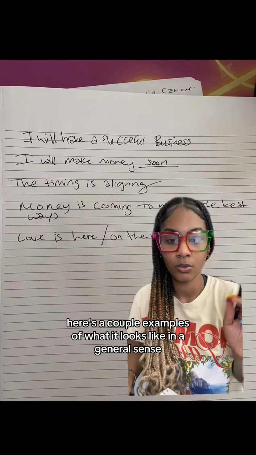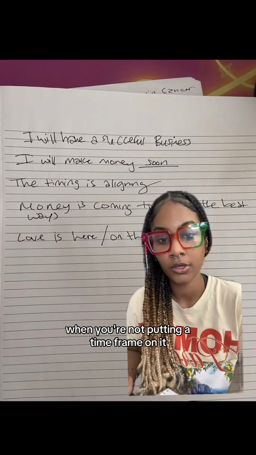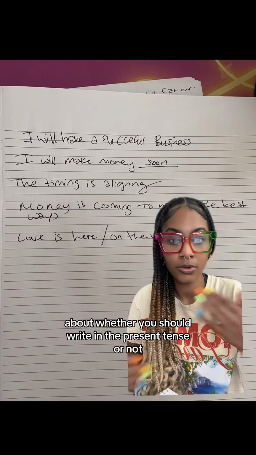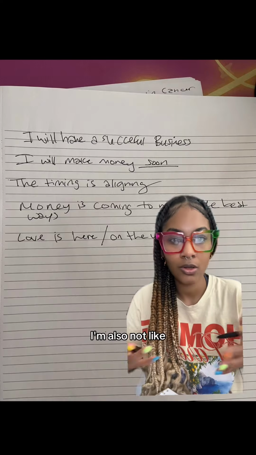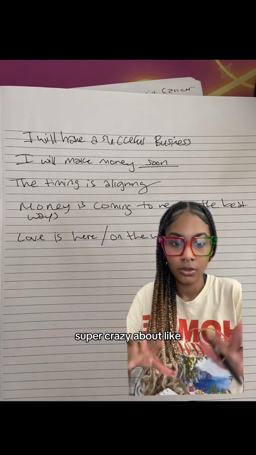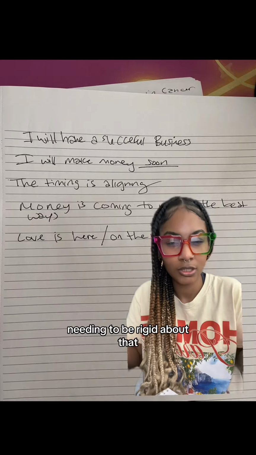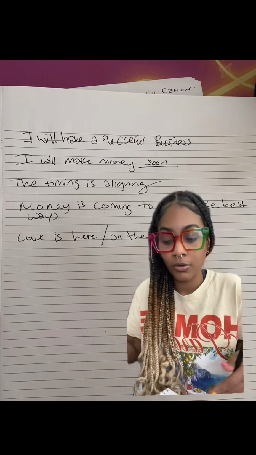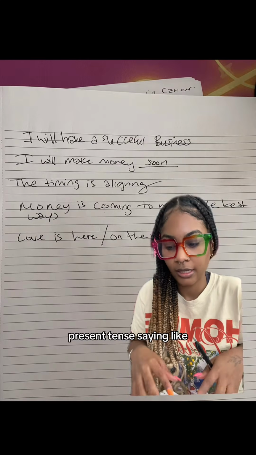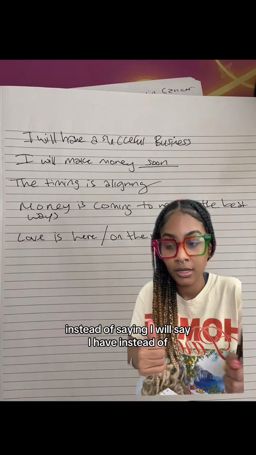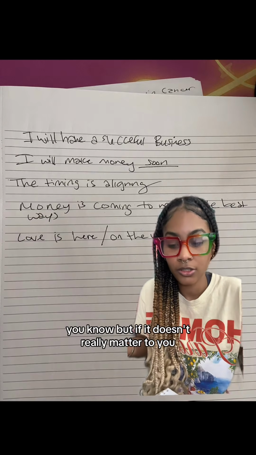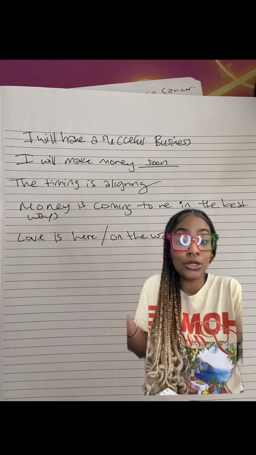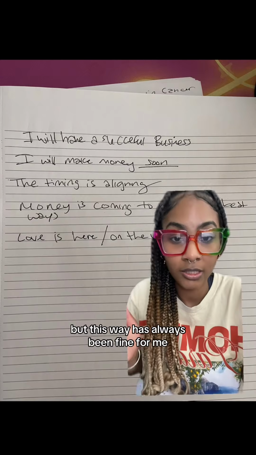Here's a couple examples of what it looks like in a general sense when you're not putting a time frame on it. And there's also some debates about whether you should write in the present tense or not. I'm also not super crazy about needing to be rigid about that. I mean, for me, I have tried both. It still works the same for me. But if you feel better writing in present tense, saying instead of I will, say I have, but if it doesn't really matter to you, which if you're non-specific, it doesn't matter as much anyway, try it, see whatever feels better for you. But this way has always been fine for me.